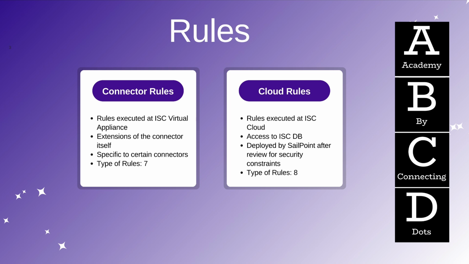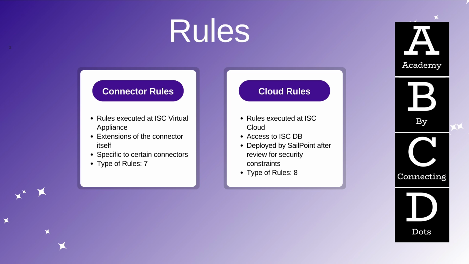A lot of stuff you can do with the rules. When it comes to IdentityNow, we have two categories of rules, based on where they get executed: connector rules and cloud rules. As the name suggests, connector rules are executed at the connector level itself. In SailPoint IdentityNow, we have an additional component called the virtual appliance, which acts as a secured layer for communication from SailPoint IdentityNow cloud to your on-premise applications. At that virtual appliance, this rule gets executed.